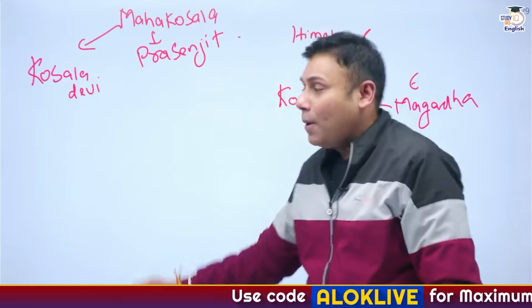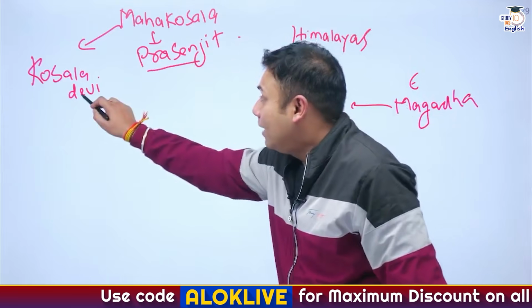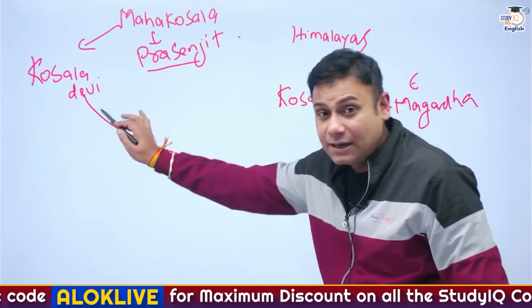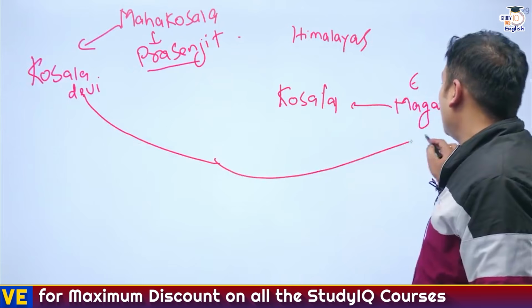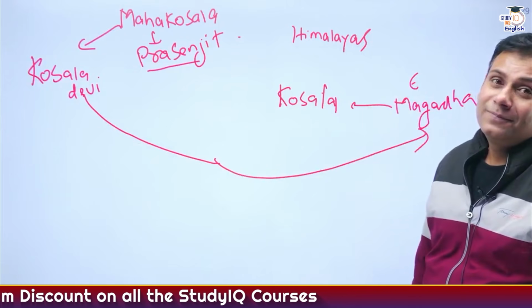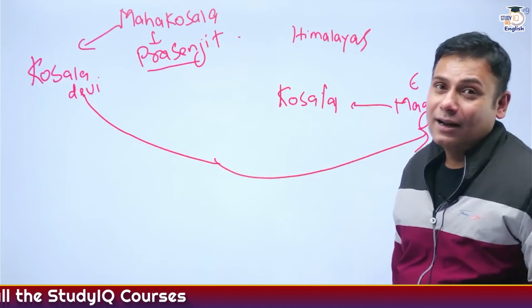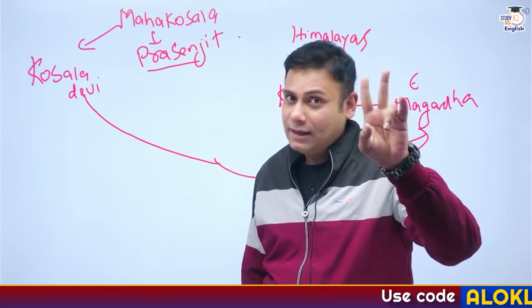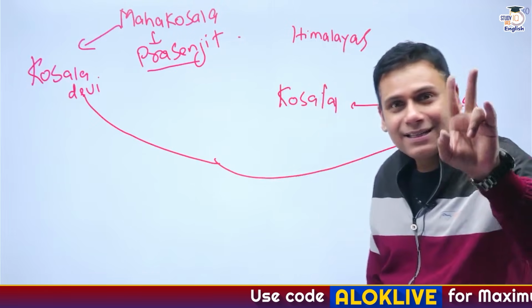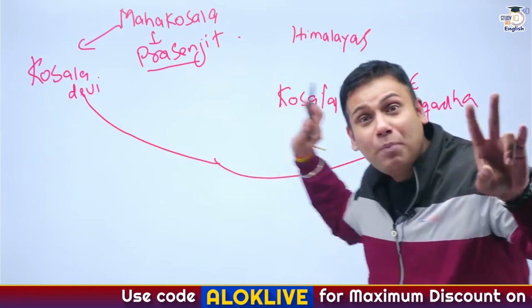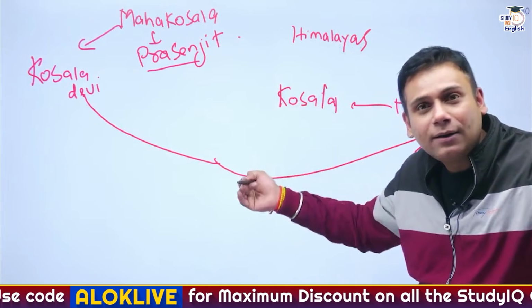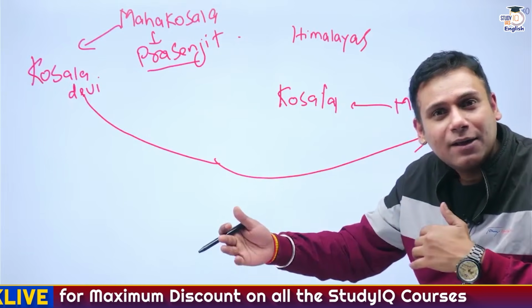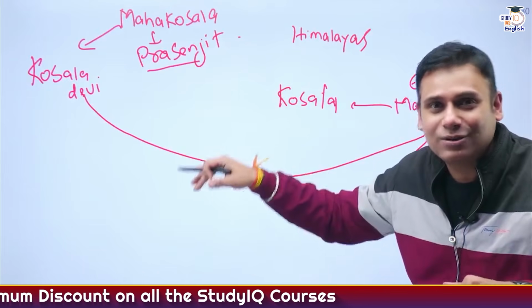How? Prasenjit married his sister Kosala Devi to the ruler of Magadha, whose name was Bimbisar. Now there are two things here. First thing, as he married his sister Kosala Devi to Bimbisar, the ruler of Magadha, now they both became relatives. So Magadha won't attack Kosala.